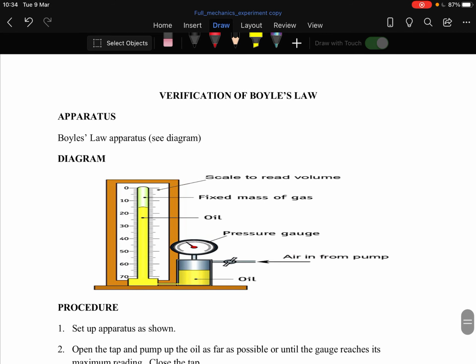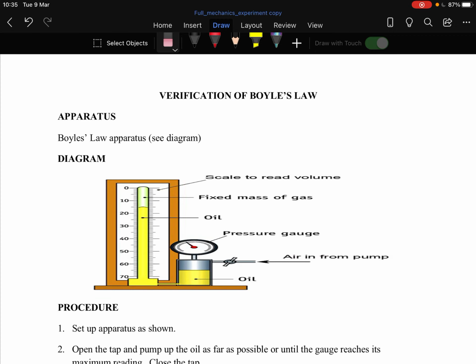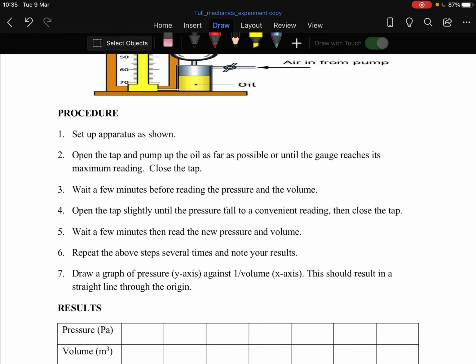Right, so the last experiment then, the one that I think could possibly come up, because it hasn't come up since 2015, all right? So come up in 2021, and if not for 2021, for 2022, is this one, verification of Boyle's Law. So that's your apparatus, okay? Now, Boyle was an Irishman. That's why they used to ask this question all the time, and then they stopped because it became too predictable. So I think it's time it came back in. So you have your fixed mass of gas, your oil, your pressure, your air coming in, and all that, okay? All right, so that's your Boyle's Law apparatus.